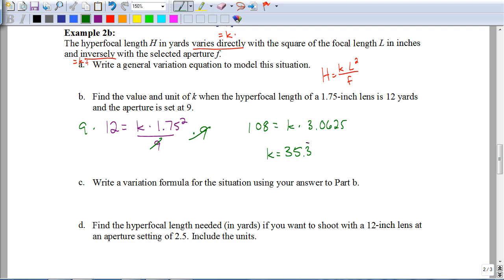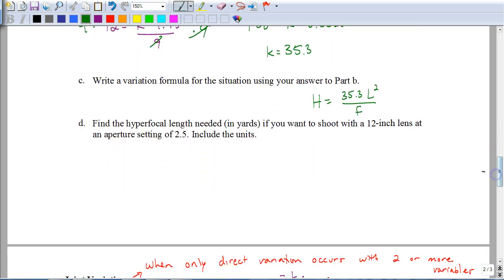Okay. So now we want to come up with a variation formula, so we would write this down. We would say h equals 35.3 times L squared, don't forget the square, and we have divided by F. Now we want to figure out the answer to the question. It says find the hyperfocal length needed in yards if you want to shoot with a 12-inch lens, an aperture setting of 2.5. So I'm just going to plug these numbers in.